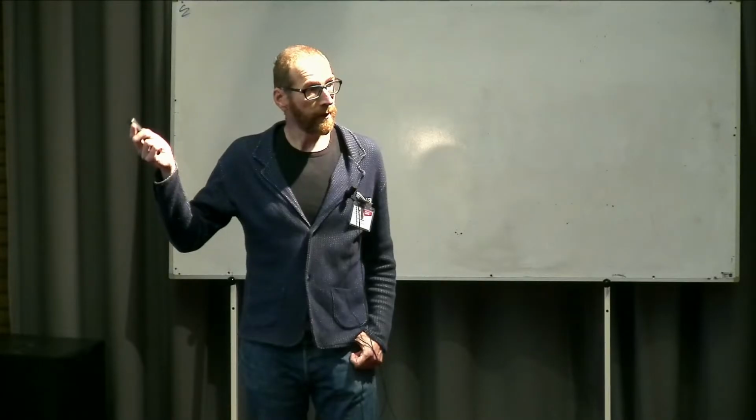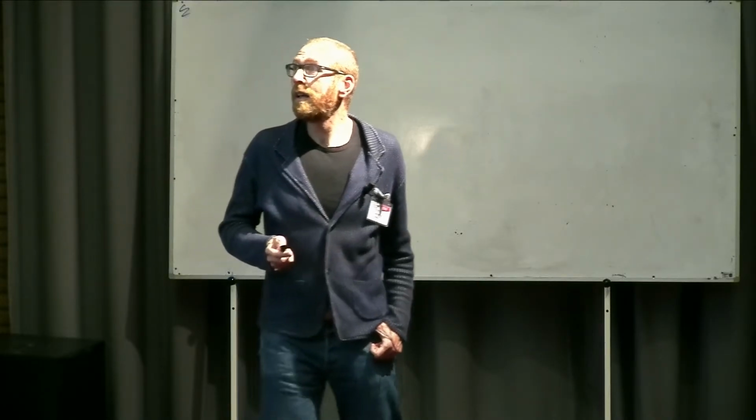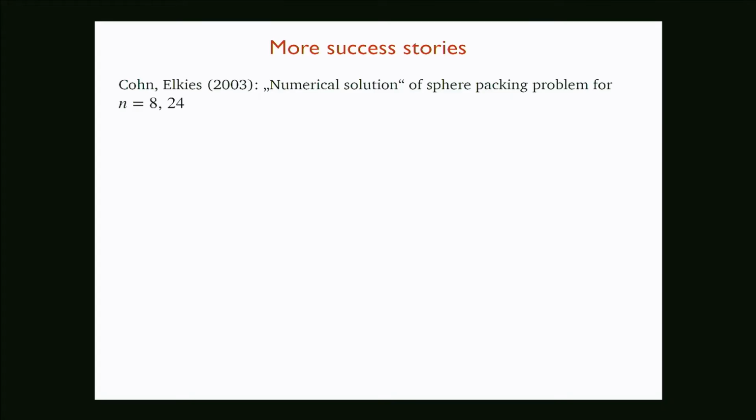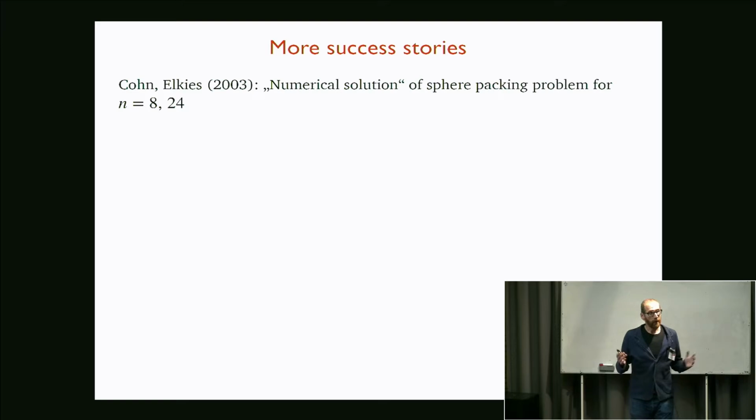So these are kind of the success stories from the 70s. There are more success stories, more recent. Then in 2003, Cohn and Elkies could find a numerical solution using this theta number of the sphere packing problem in dimension 8 and 24. So they could almost extend the kissing number problem from the local version to the global version. They could find good numerical solutions, very close to the optimal solutions.